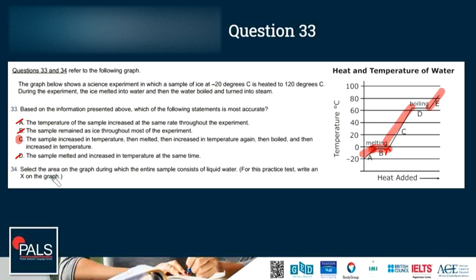Select the area on the graph during which the entire sample consists of liquid water. Well, it is during C, that's when we have water. During B, we have ice and water, it's melting at that time. During D, we have steam and water, since the water is boiling. So only in C, part C of the graph, all of it is water.